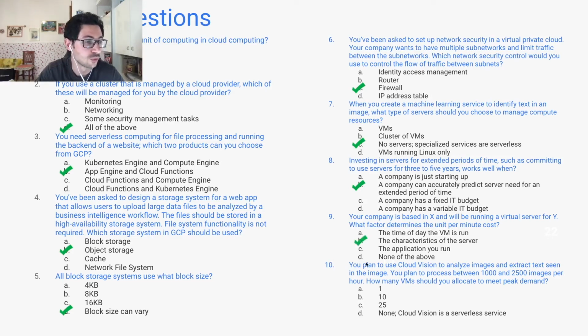10. You plan to use Cloud Vision to analyze images and extract text seen in the image. You plan to process between 1000 and 2500 images per hour. How many VMs? Again, as we said many times, serverless, so none.